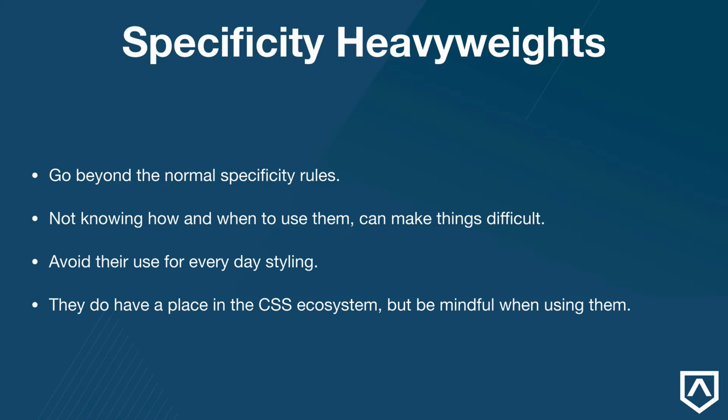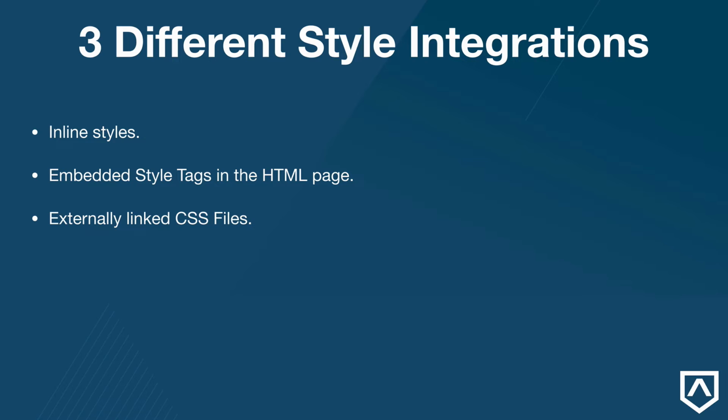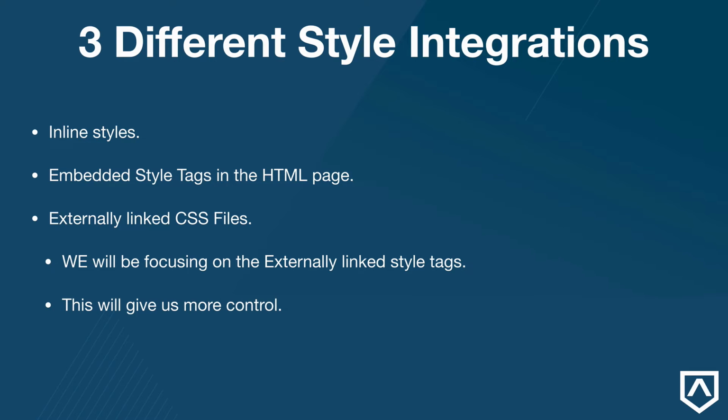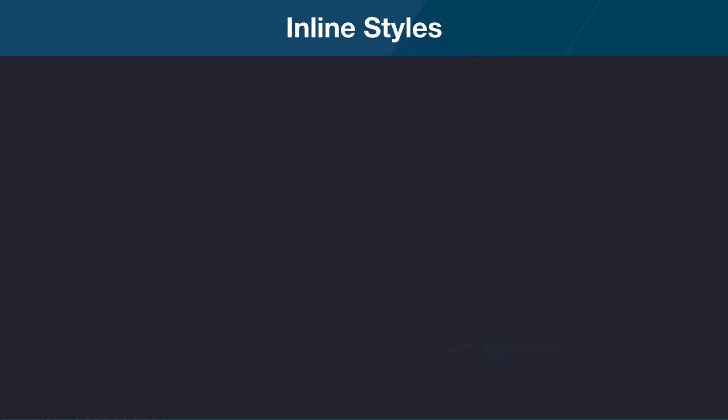That's mindfulness. Okay? So there's 3 different style integrations that we can use before we talk about these heavyweights. Inline styles, embedded styles, like embedded style tags in an HTML page, or externally linked CSS files. We will be focusing on the externally linked style tags. This gives us more control. Learn all 3, so when you see them, you know when to use them. That's our idea here. So let's talk first about the first one, inline styles.